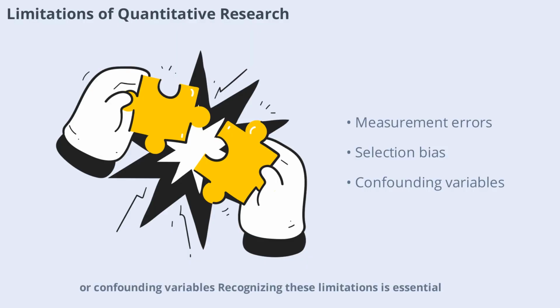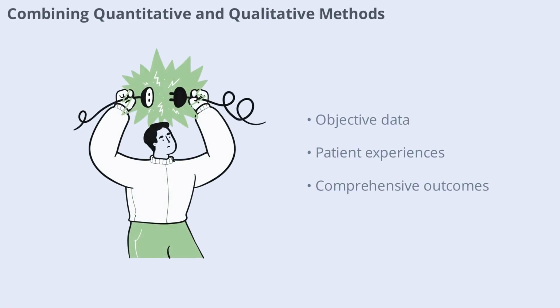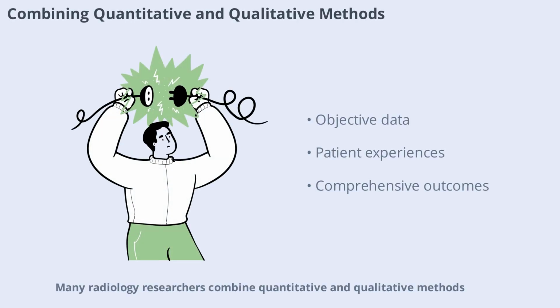Recognizing these limitations is essential for interpreting research findings accurately. Many radiology researchers combine quantitative and qualitative methods to gain a more complete understanding of complex issues. While quantitative methods provide objective data, qualitative approaches capture patient experiences and contextual factors. This mixed methods approach can lead to more comprehensive and meaningful research outcomes.